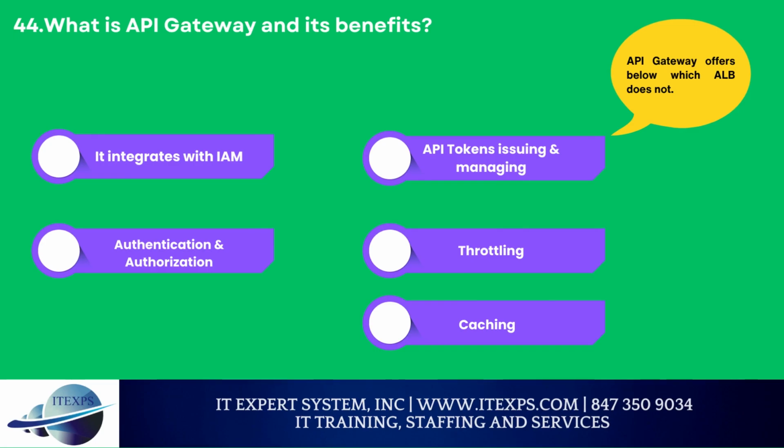44. What is API Gateway and its benefits? API Gateway offers below which ALB does not. It integrates with IAM. Authentication and authorization. API tokens issuing and managing. Throttling. Caching.